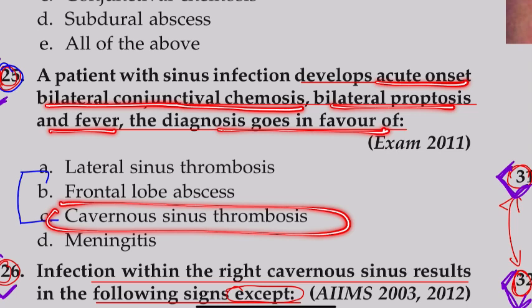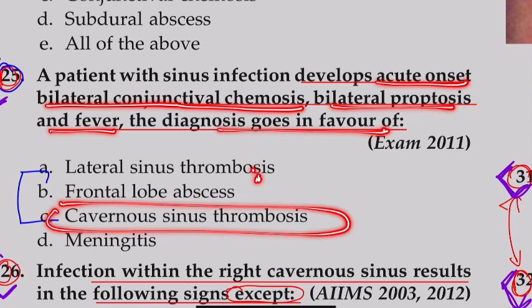Talking about lateral sinus thrombosis, it presents with fever, jugular vein tenderness, and edema of mastoid, right? Edema of mastoid is Griesinger sign, in a patient with chronic suppurative otitis media. Lateral sinus thrombosis is a complication of suppurative otitis media, chronic otitis media.